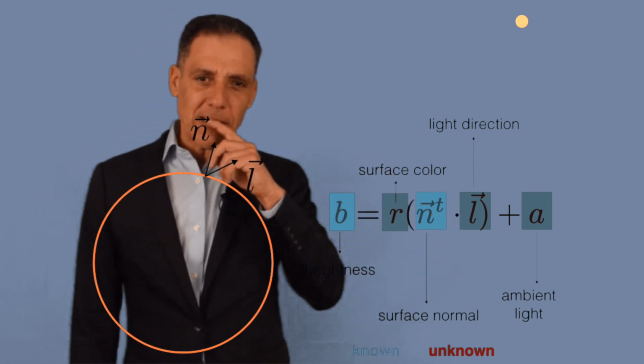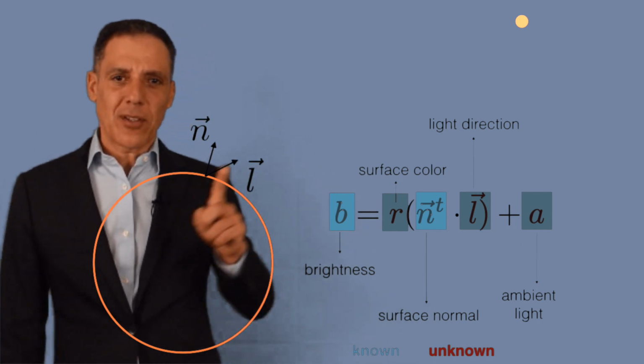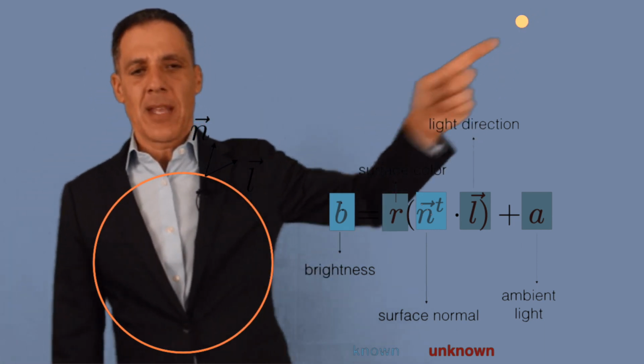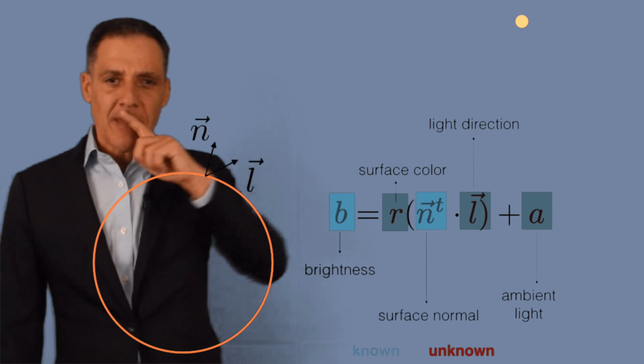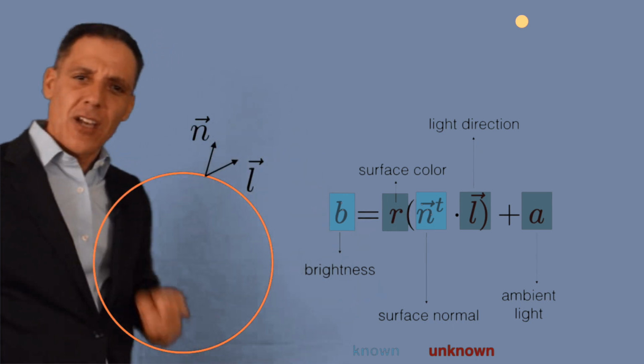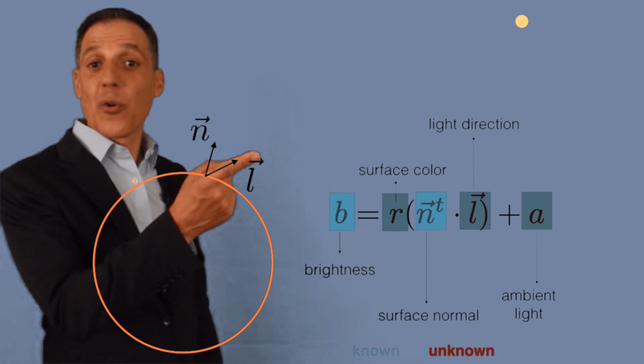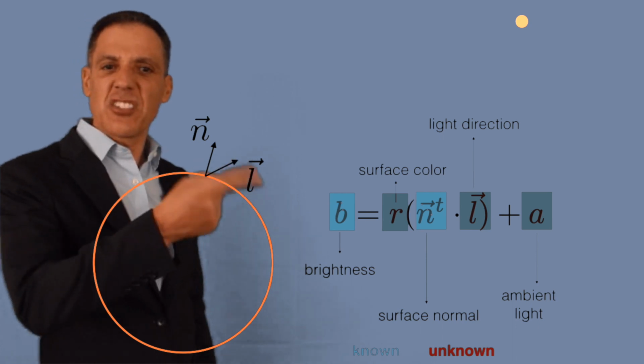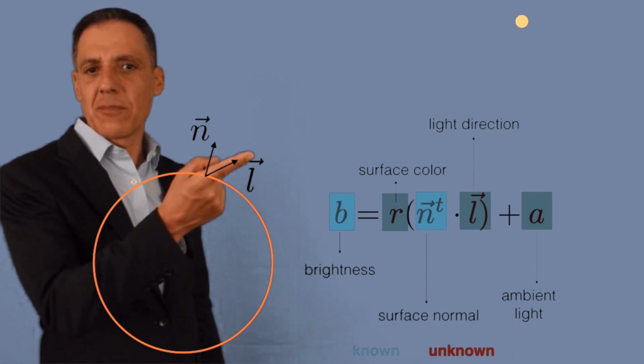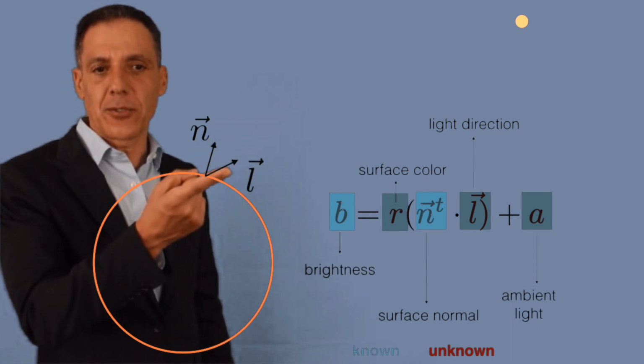Now, but here's the thing. You remember I told you I'm going to go ahead and assume that the light is at infinity. And if the light is at infinity, all I care about is the orientation of the light. Yeah, I can treat this as a unit vector, right? I don't care how long this vector is.